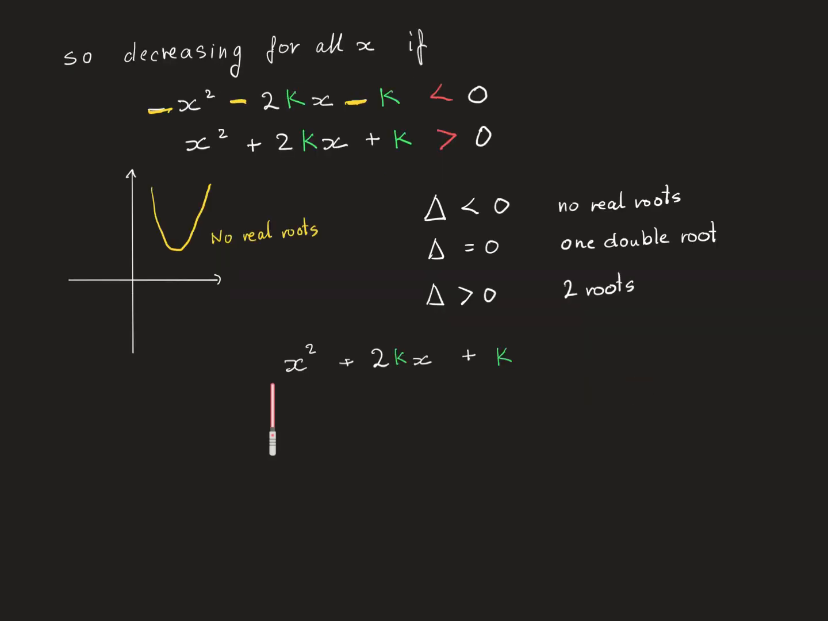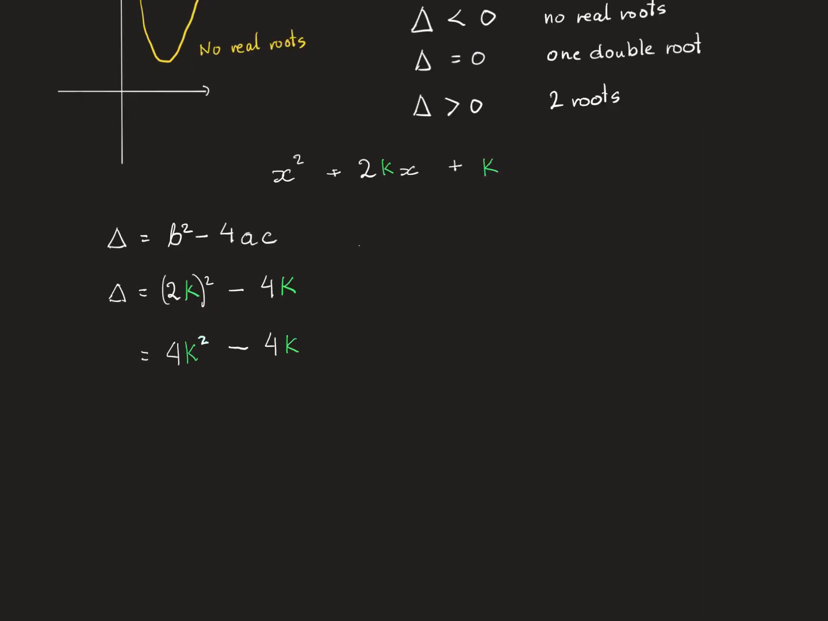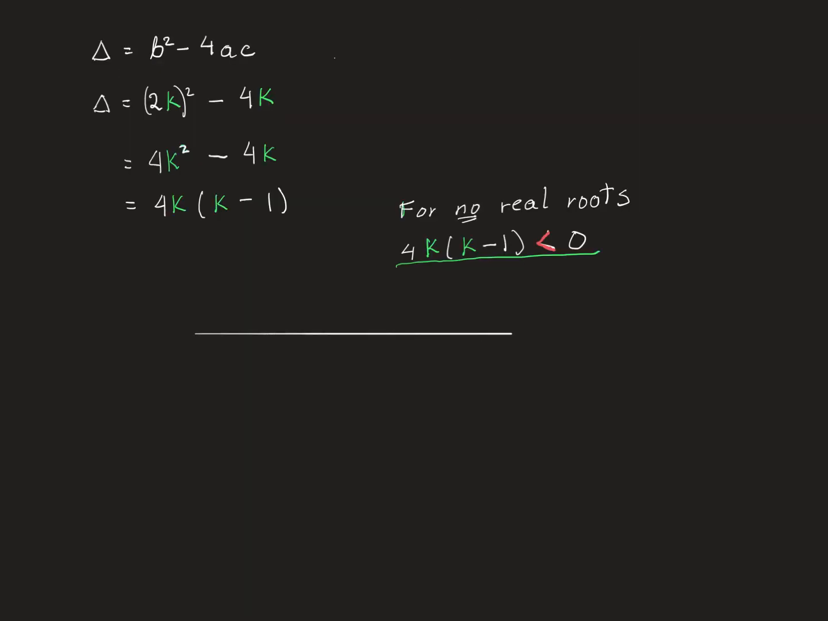So since our quadratic is this, I've just written it below, the discriminant will be b squared minus 4ac. And substituting this, we'll get 4k squared minus 4k, which gives us this factored form. And as we said, for no real roots, this must be less than 0. So what are the values of k on a sign diagram? Obviously, k cannot be 0 and k cannot be 1.